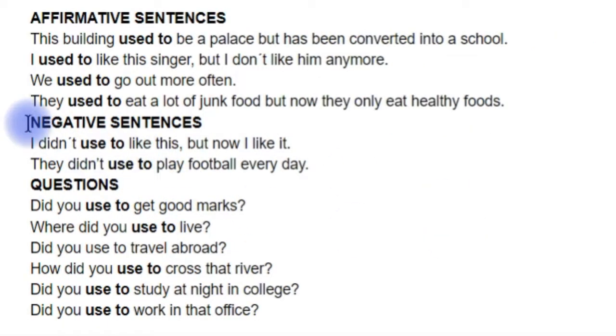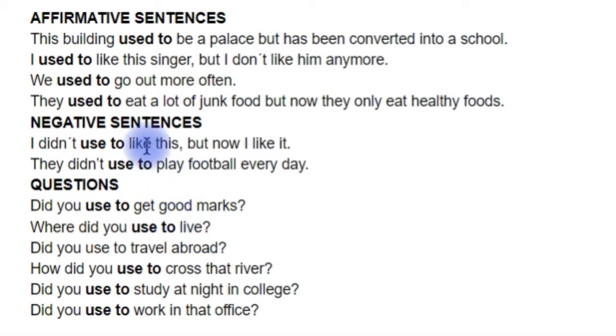Negative sentence. Also, you can use it in the past. Be careful. I didn't used to like this. This is in the past, so if we are using did, it is yo no solía. I didn't used to, and then the infinitive, of course. I didn't used to like this, but now I like it. They didn't used to play football every day, but now they play every day. So this is the situation of the negative sentence in the past. Be careful about this.